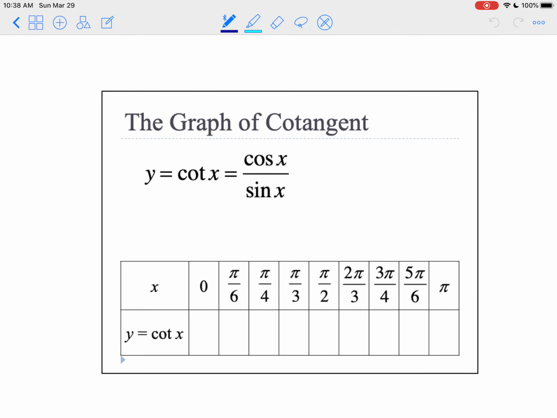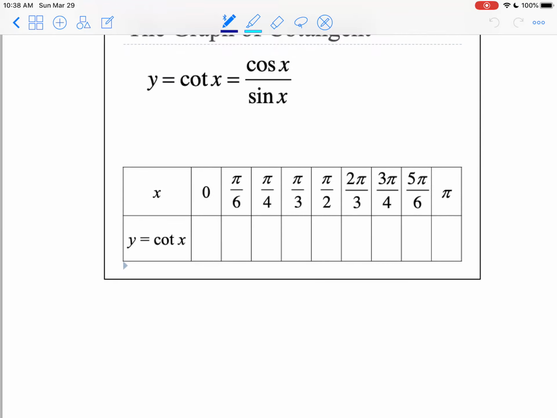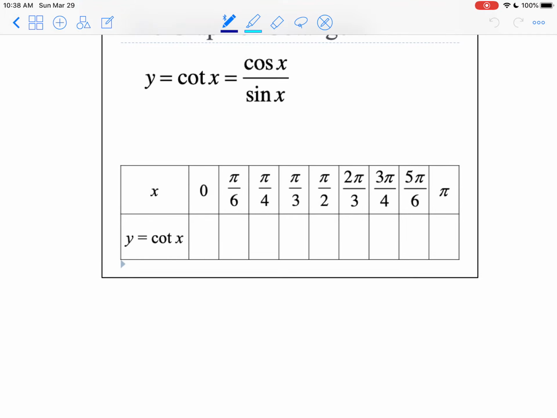This should go a little bit faster because we already know the values of cosine and sine. We've already talked about them for a lot of these. But you'll notice that now instead of going from negative pi over 2 to pi over 2, I'm going from 0 to pi. And so when we think about cotangent of 0, that's cosine of 0 over sine of 0, and that's 1 over 0, which is undefined.